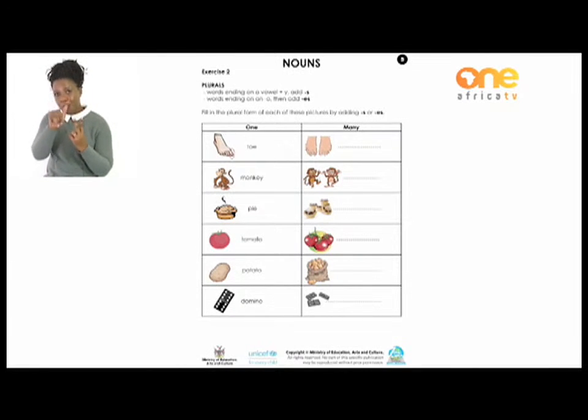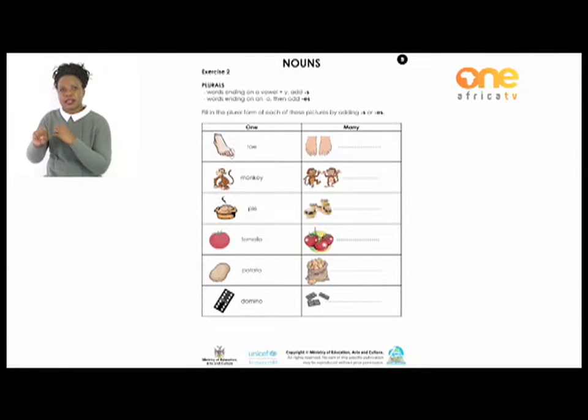Words ending on an O, then add ES. Do we have words ending with a vowel and a Y? Yes, like monkey, there. And I will take monkey as my example. Let's do it together, monkey. When there are many monkeys, we are just adding an S.